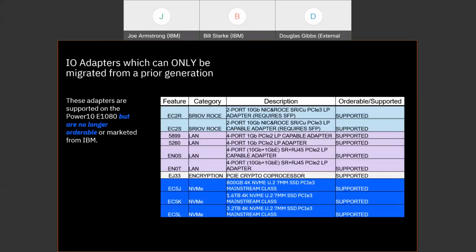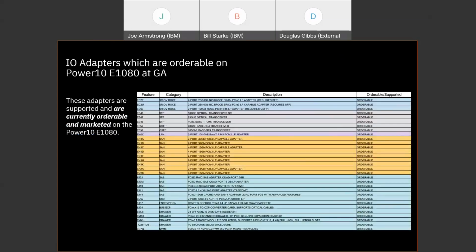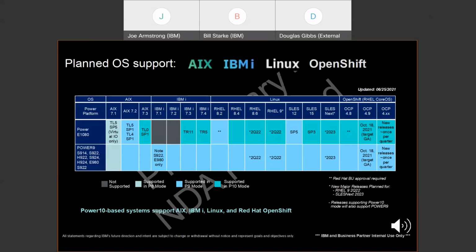This next chart is a bit of an eye chart, and this is all the adapters that are orderable for the E1080. Now, I put this chart up here so you can look at it, but really, the adapters change through the life of the system, and fairly frequently, sometimes we get new adapters, other older adapters drop off. So when you go to order your system, you really want to look at what's available and order from that. At this point, Doug, do you want to say anything else on here?